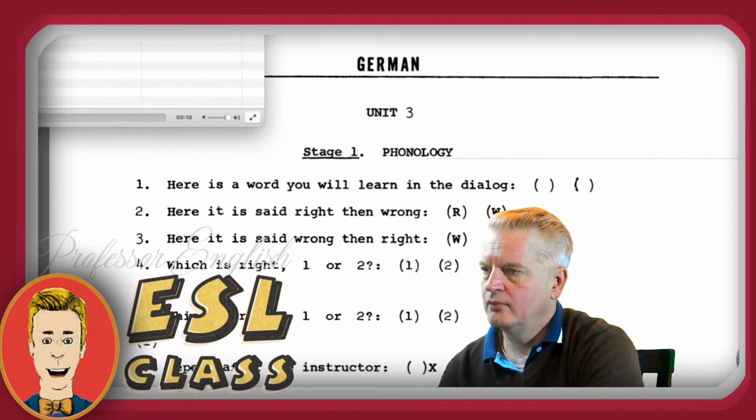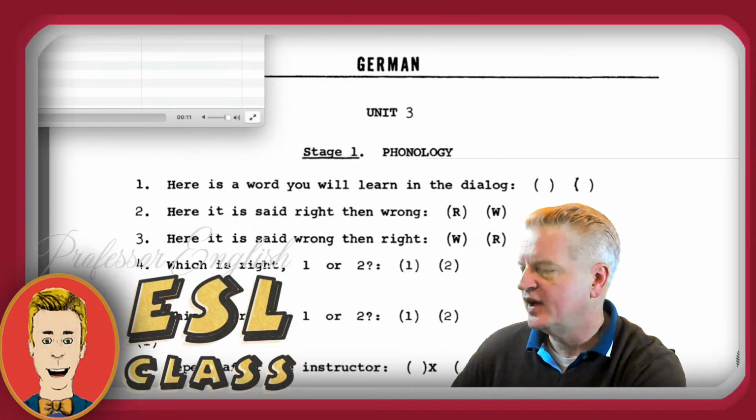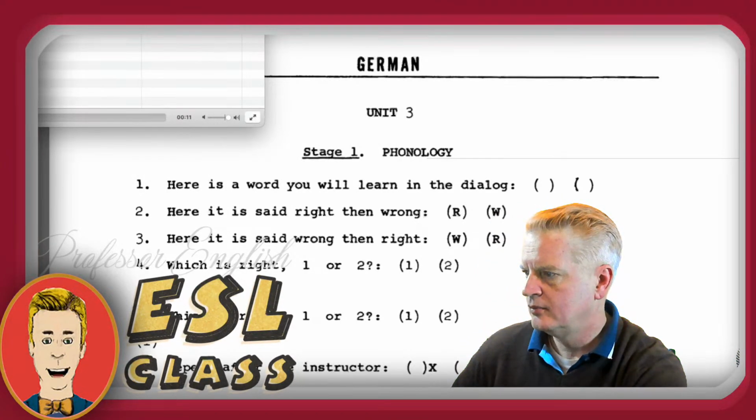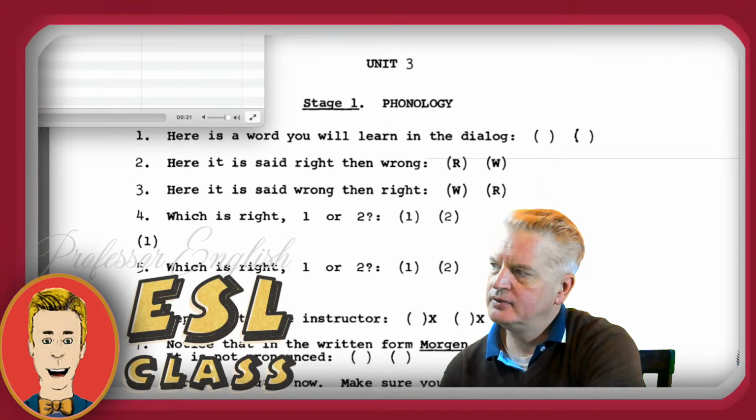Page 1. 1. Here is a word that you will learn in the dialogue. Morgen. 2. Here it is said right and then wrong. Morgen. Morgan. 3. Here it is said wrong and then right. Morgan. Morgen.